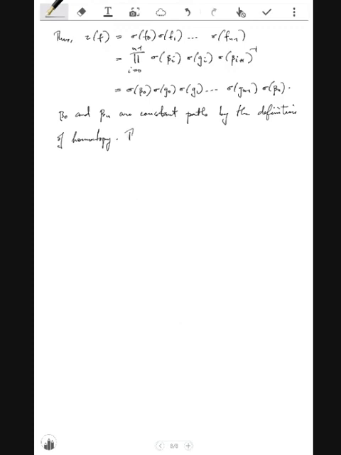So thus sigma of beta_0 is equal to sigma of beta_n is the identity, and thus it follows that tau of f is equal to sigma of g_0 up to sigma of g_{n-1}, which is equal to tau of g. So now we do the general case.